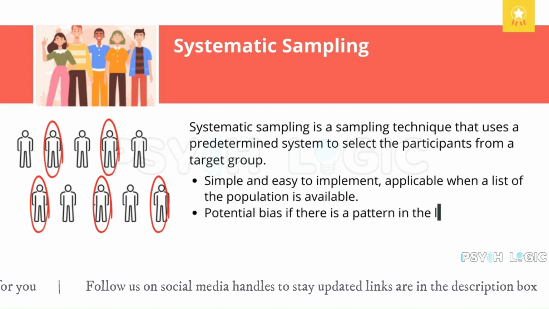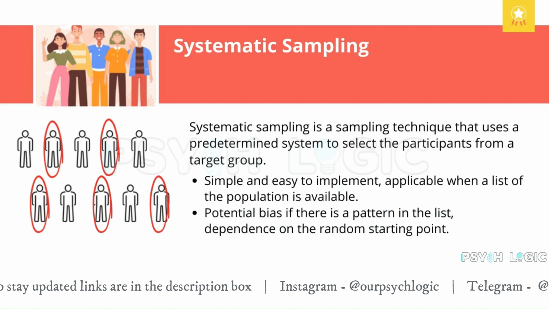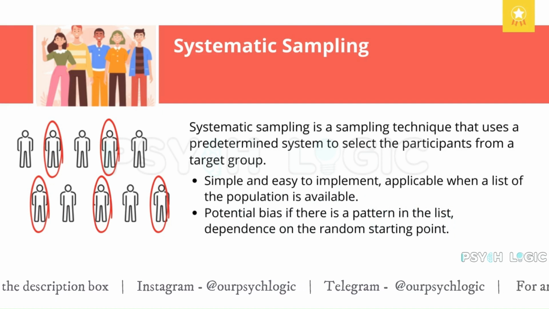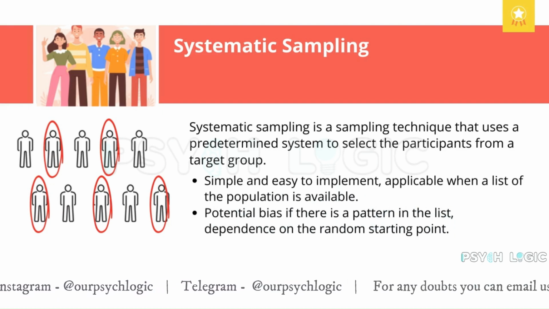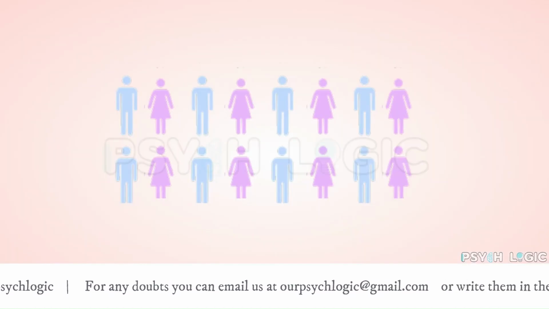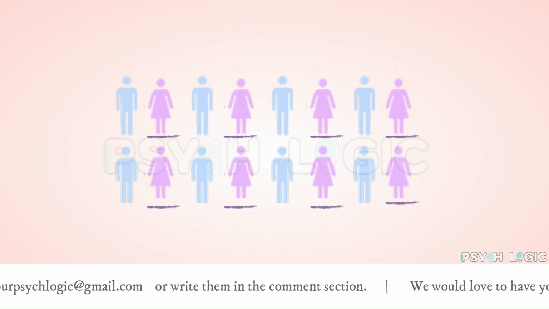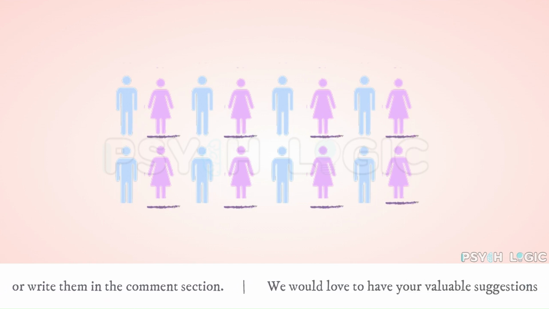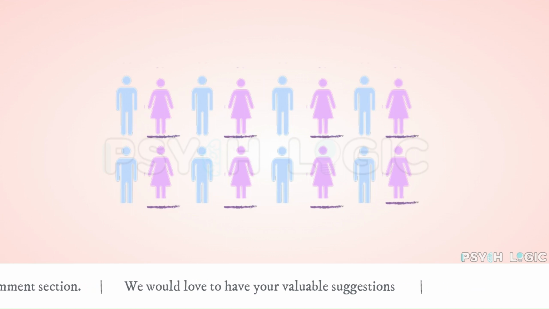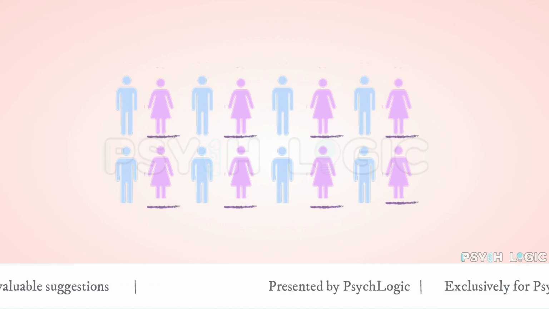हमारे पास एक list of population है, हम इससे हर एक दूसरे person को select करते हैं हमारा sample बनाने के लिए. Now there is a disadvantage too. It would turn up as a potential bias if there is a pattern in the list. For example, let's say कि अगर हमारे list में हर second person एक female है, so it would eradicate the chance for a man to be selected in a sample. ये क्या हो गया? एक sampling bias हो गया. So this is what systematic sampling is.